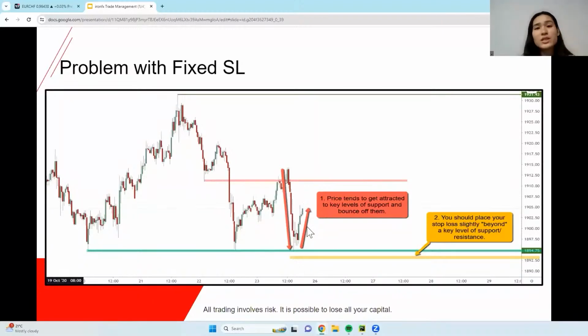The reason for this once again is that price tends to get attracted to key levels of support, especially since in this case we see price reacting off of it twice already in the recent past. So we can likely expect it to bounce off of this level again before shooting back up. What we should have done instead was to place our stop loss, this yellow area, slightly beyond the key level so that we are not stopped out at the support, as prices tend to be attracted to key levels of support and bounce off of them.